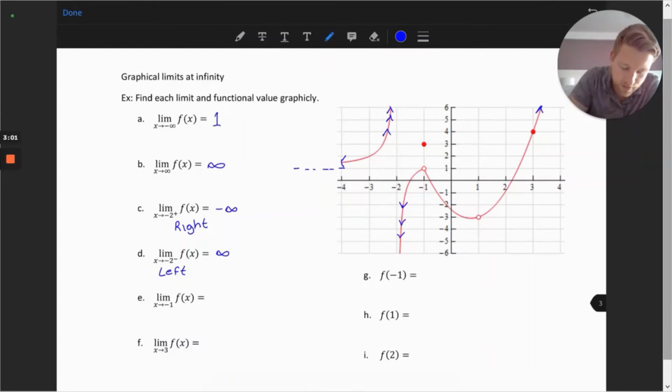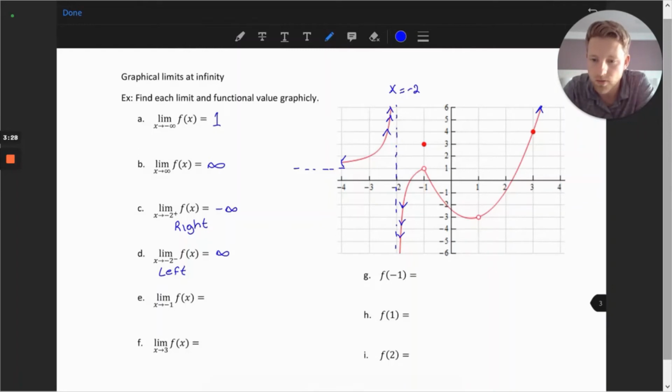Notice that at negative 2, we are not defined. There is a vertical asymptote there at the line x equals negative 2. So even if we don't have a functional value, the limit can still exist, or at least the one-sided limits in this case exist.